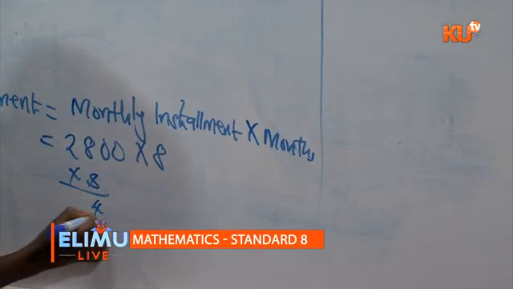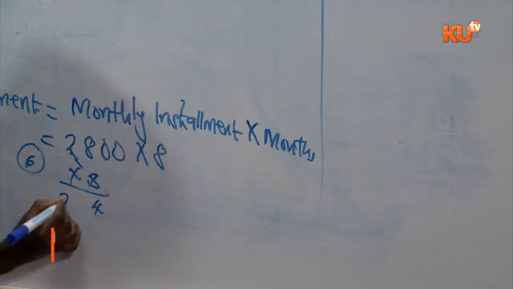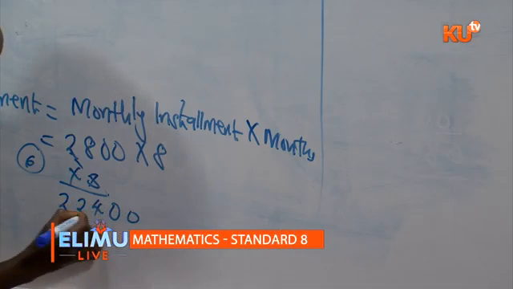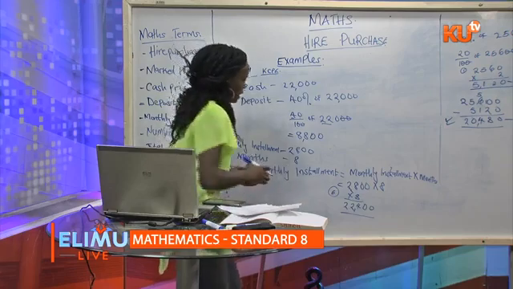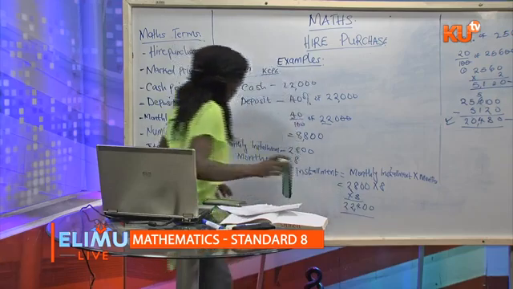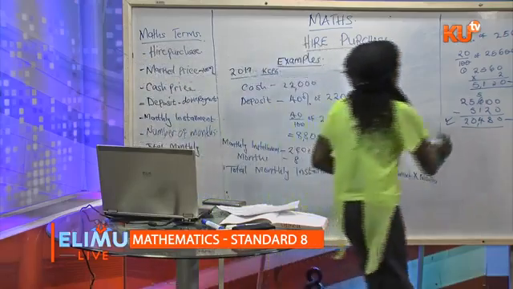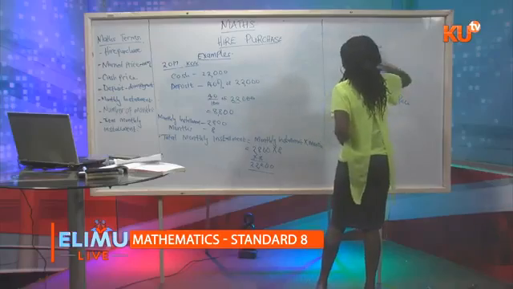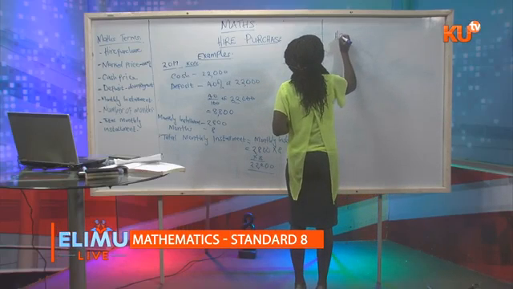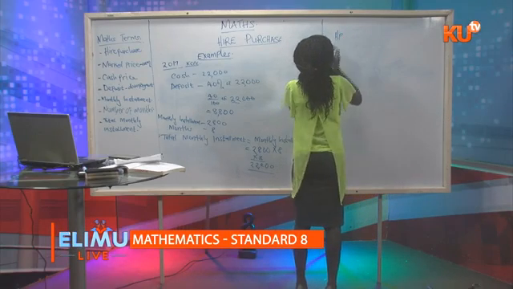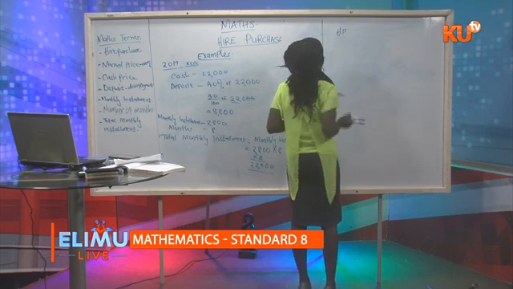This is 64, carry 6. 16 plus 6, we get 22. We add the zeros, powers of 10. We get 22,400. 22,400 is now the total monthly installment. We get the hire purchase. So the hire purchase, allow me to shorten HP to stand for hire purchase.